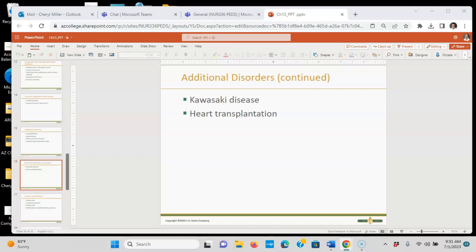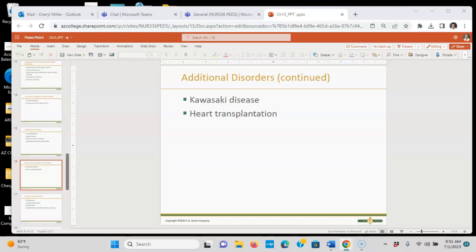So assessment of a PDA would be a wet sounding breath sound, poor feeding, poor weight gain, using indomethacin, ibuprofen, could be digoxin as well. And again, the hold rate for that would be 90 in a child, 70 in a child, 90 in a baby. Okay. And then surgical management, they would just go in and ligate that duct, close that duct.